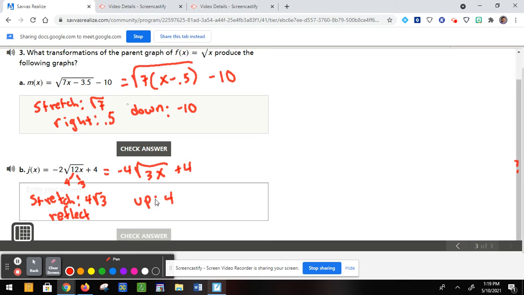Looking at part A, I factored a 7 away from 7x minus 3.5 and got 7 times x minus 0.5. Since 7's underneath, it still will affect the stretching of the graph. It's just going to be by square root of 7 instead of 7. Right would be 0.5 and down would be negative 10.